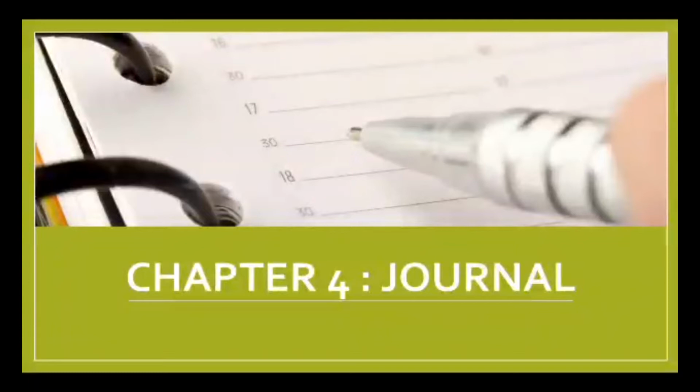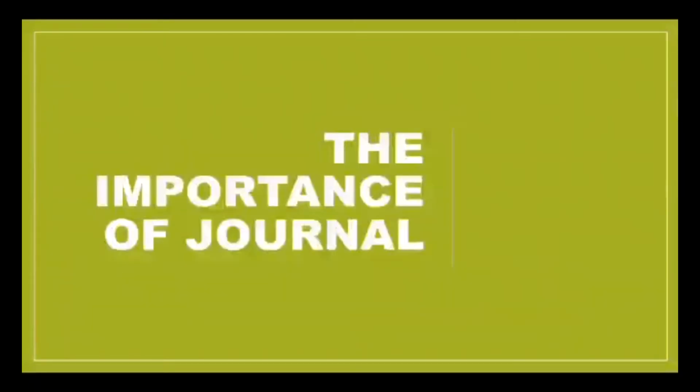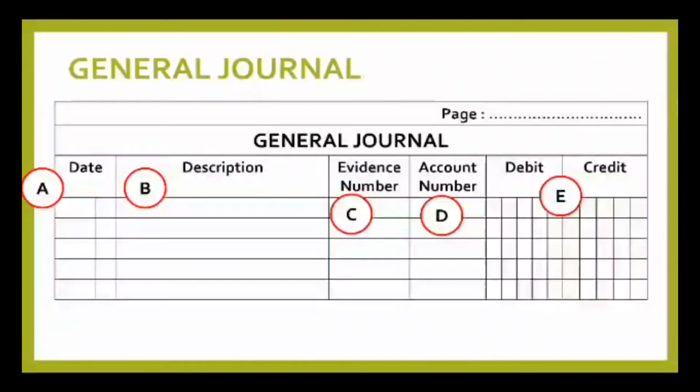This is Dia and I'm here to explain about chapter 4 in the accounting system book, which is the subject here: journal. And what is the importance of a journal? Journal is important because it is the first step to record a transaction of the company.